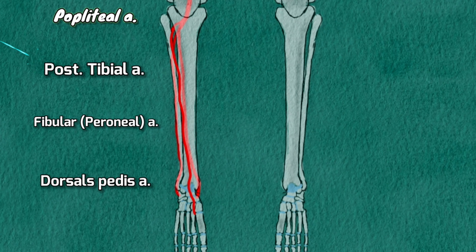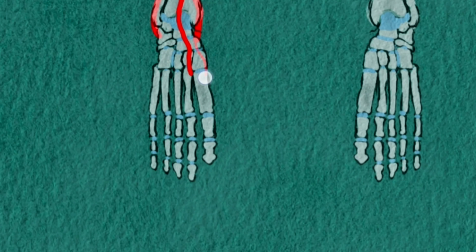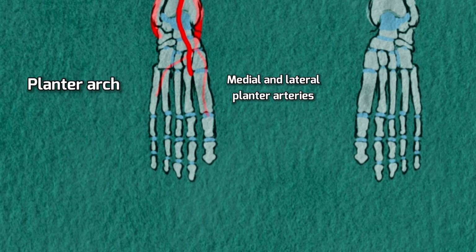The posterior tibial and dorsalis pedis arteries are commonly palpated during the cardiovascular examination, of course in addition to the popliteal and femoral arteries. In the foot, the posterior tibial artery branches into the medial plantar artery and lateral plantar artery. The medial plantar artery supplies blood to the medial aspect of the foot, including the toes. The lateral plantar artery supplies blood to the lateral side of the foot and joins the other branches to form the plantar arch, also called the deep plantar arch, which further supplies blood to the toes and the plantar aspect of the foot.